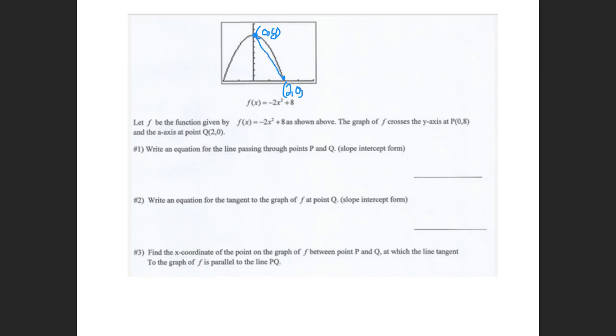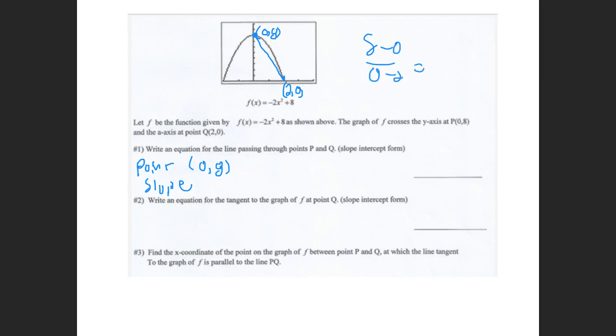Well, what do we need in order to write an equation of a line? We need a point and a slope, right? Well, I've got 2 points. I could take either one. I'm going to go with (0, 8). And then the slope, well, 8 minus 0 over 0 minus 2.